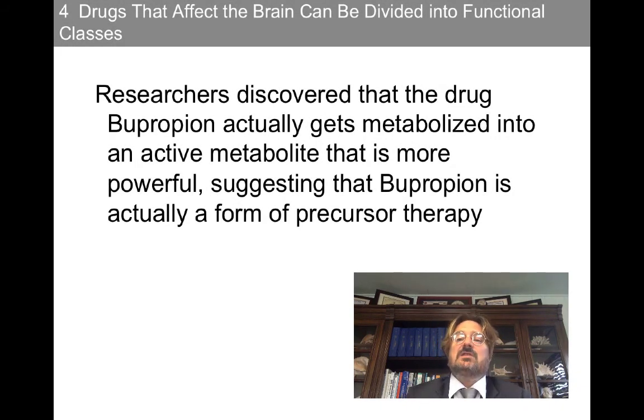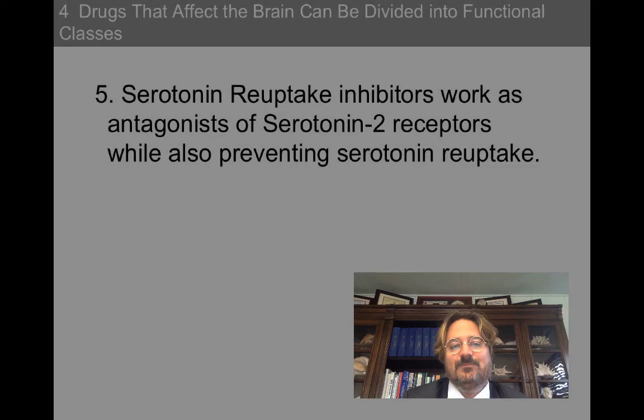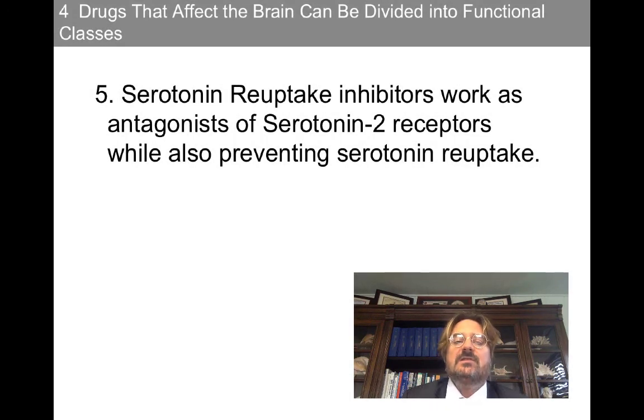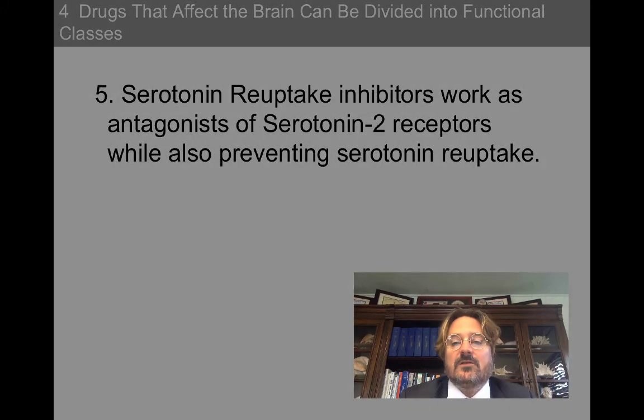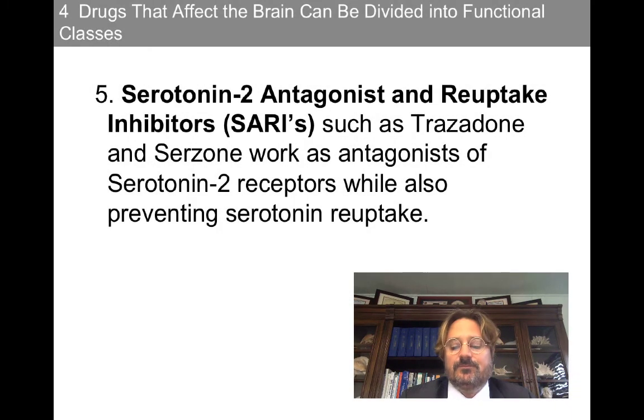Now, researchers discovered the drug bupropion, or Wellbutrin, actually gets metabolized into an active metabolite that's more powerful than the drug itself, suggesting it's actually a form of precursor therapy. In our final class, the serotonin antagonist and reuptake inhibitors, these block the serotonin receptors while also preventing serotonin reuptake.